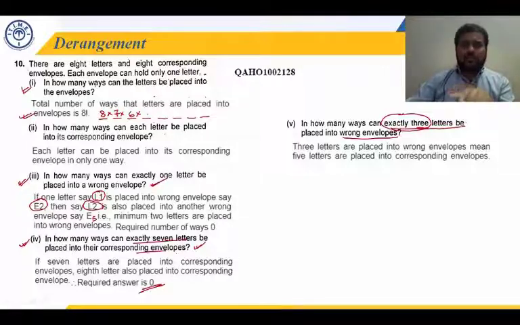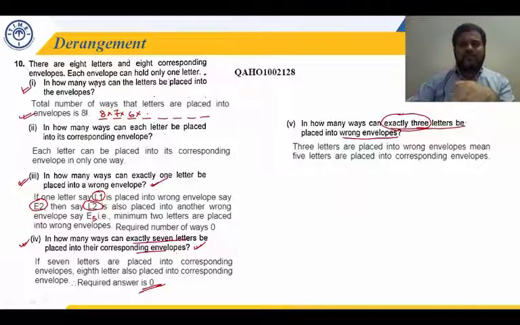Okay. So you can do it 2 ways. First select those 3 letters which will get into the wrong envelopes, or first select 5 letters which will get into the correct envelopes. Either way you will get 8C3 or 8C5. But either way you will get the same number. Why? Because 8C3 is equal to 8C5, isn't it?